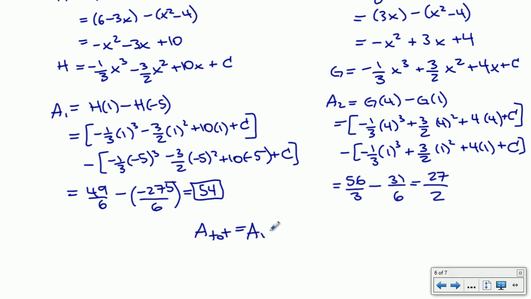And finally, we can find the full area. It's the sum of A1 plus A2, so the blue and the orange area. 54 plus 27/2 gives us 135/2 units squared, or about 67.5 units squared.